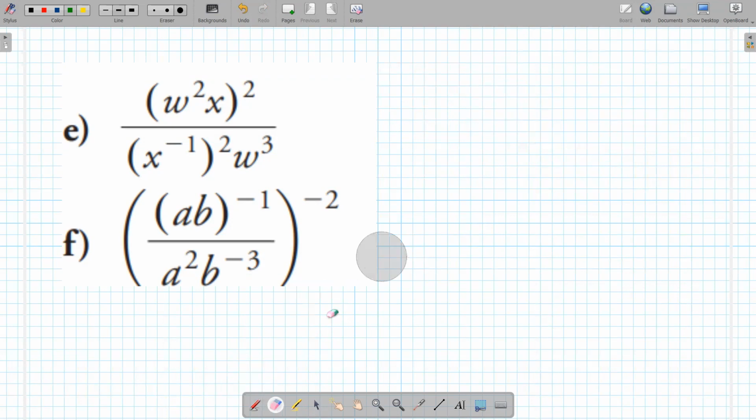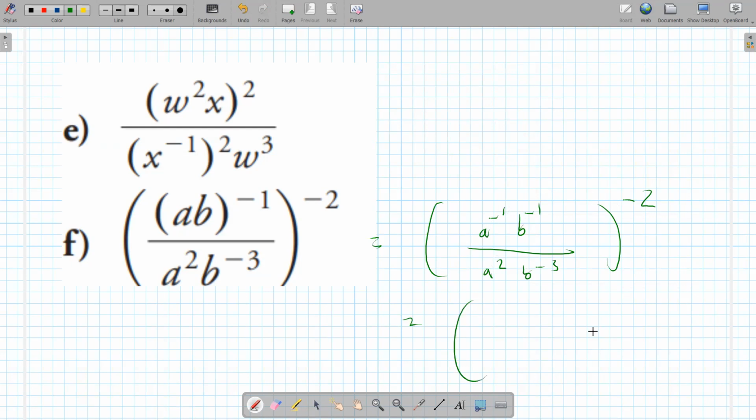Let's look at F. This one looks a little bit complicated. No worries. Just start from the inside, work your way outside. So we're not even gonna touch this -2. Let's look at the numerator here. We have a -1 exponent, right? What does that say? If you open the brackets, what do you get? A to the power of -1 and then B to the power of -1. Right. And on the bottom, we have a squared and b to the -3. Okay, now you decide which one to take where and what does that give?